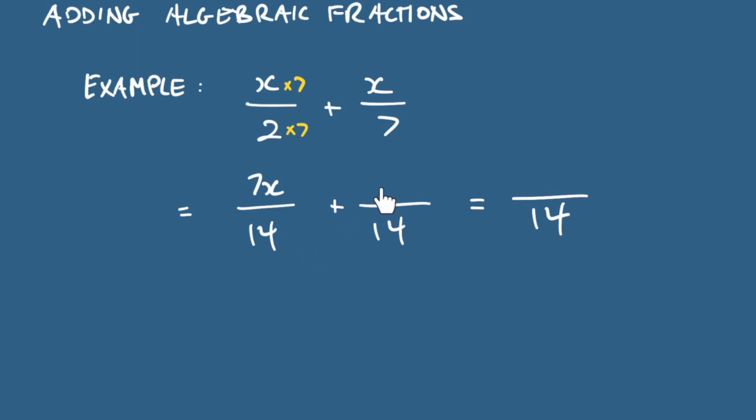Let's follow the same process now. What do I got to do with the 7 to make it a 14? Well, I had to multiply it by 2. So I do the same to the top, which gives me 2x on top. Now that I've got equivalent fractions, I've got fractions with the same denominator, I can simply add them together. So I've got 7x plus 2x gives me 9x. Okay, so I've added those two fractions now to get an answer of 9x over 14.